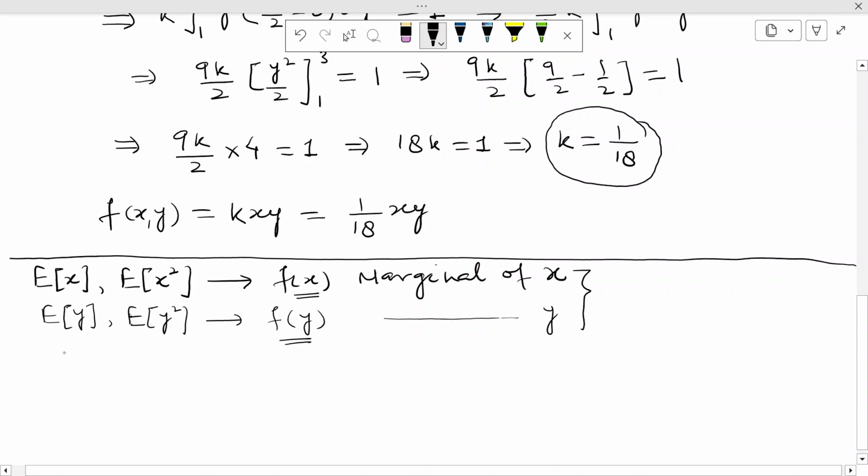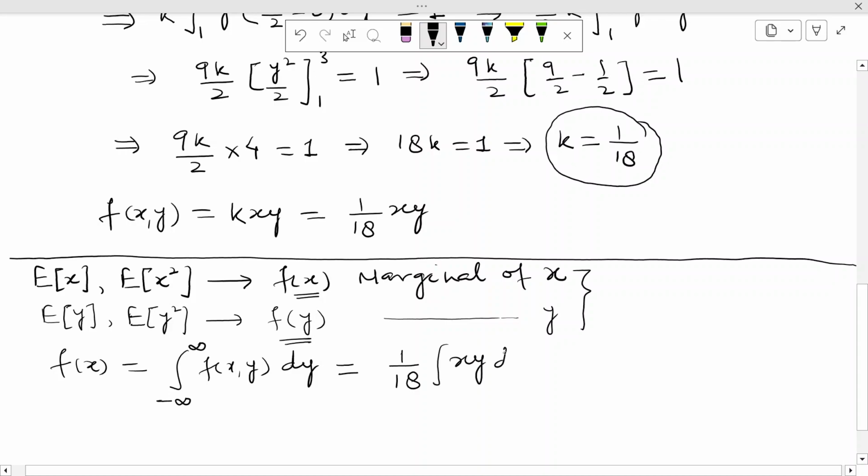So our fx will be the integral of fxy, meaning the joint PDF, with respect to y, and because we are integrating with respect to y, we have to consider the limits. Because it is the general definition, I am taking the general limits here, but we have to modify these limits once we put in our fxy. So our fxy is 1 by 18 xy, and we have to integrate this with respect to y, and the limits for y in this problem range from 1 to 3.